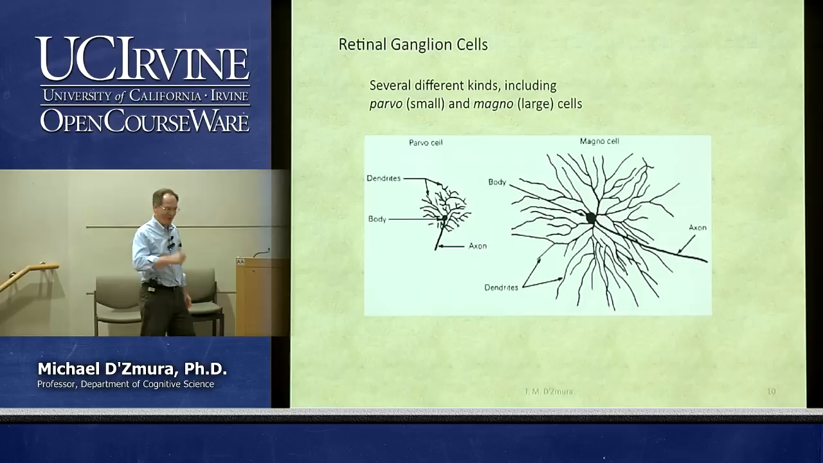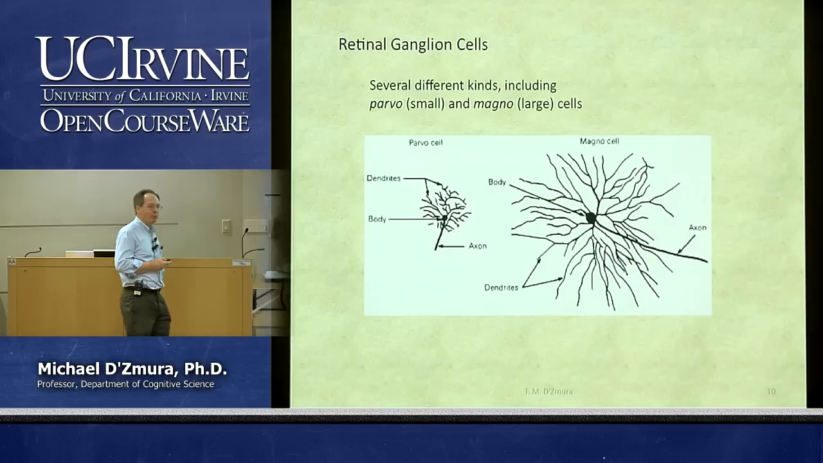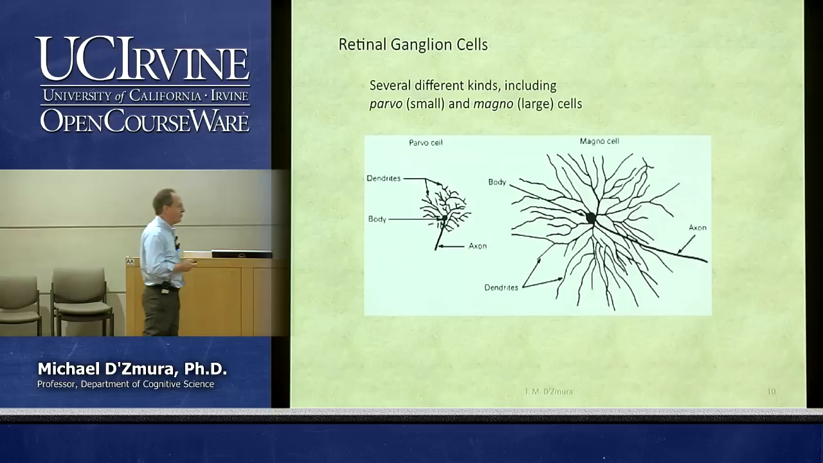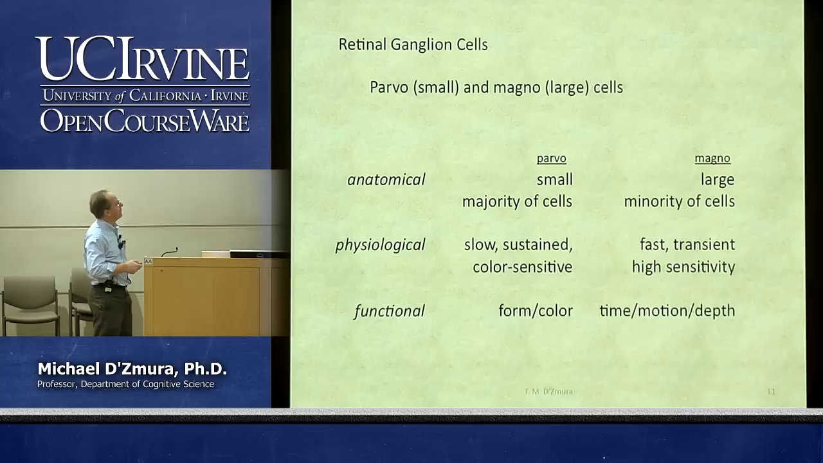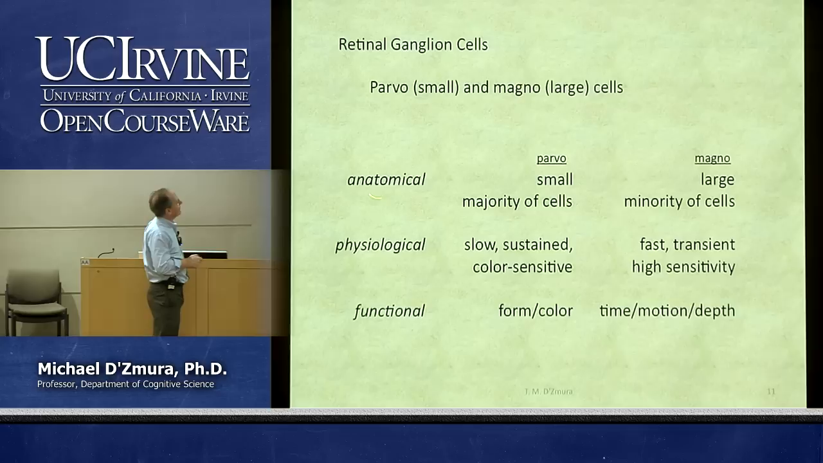And it turns out that the way that they process information from bipolar cells and photoreceptors differs, and that the neurons that they project to, eventually all the way up in area V1, differ. So they play different roles in the processing of visual information. So here's a small table. The parvo cells are this column. The magno cells are the right column. And you can see that these retinal ganglion cells differ anatomically. The parvos are small, and there's a large number of them. The magnos, on the other hand, are large cells, relatively speaking, and they're in the minority.